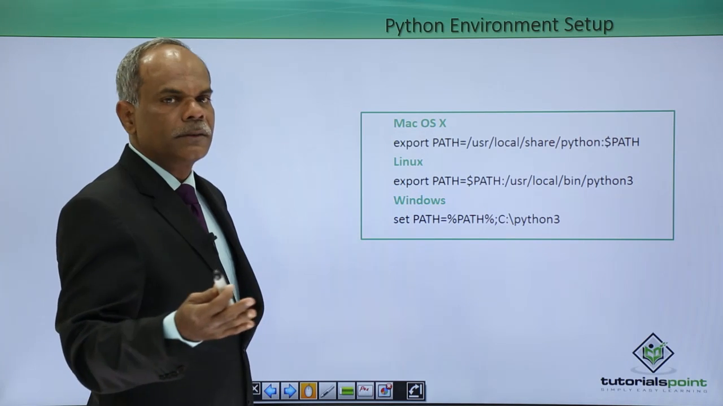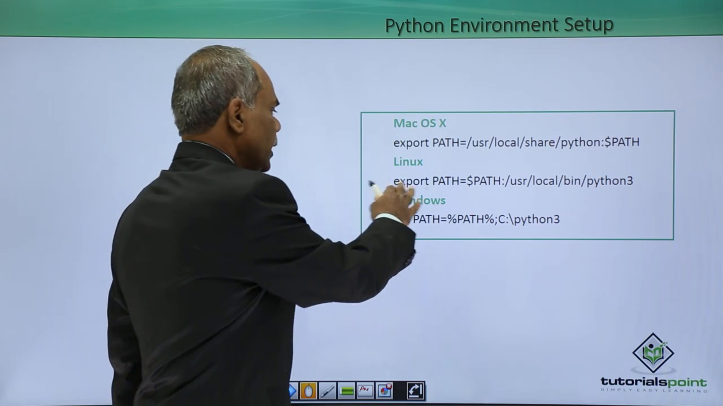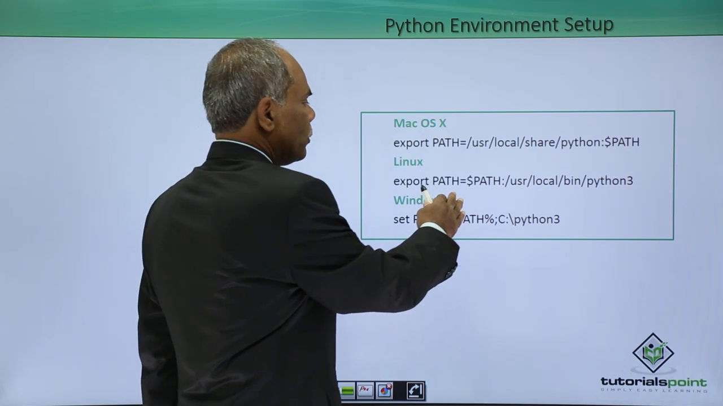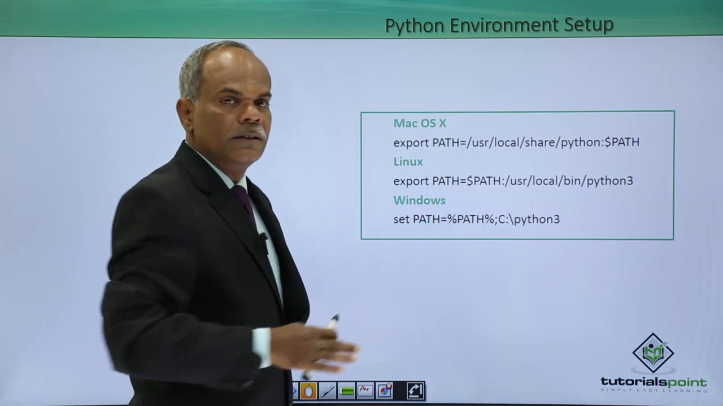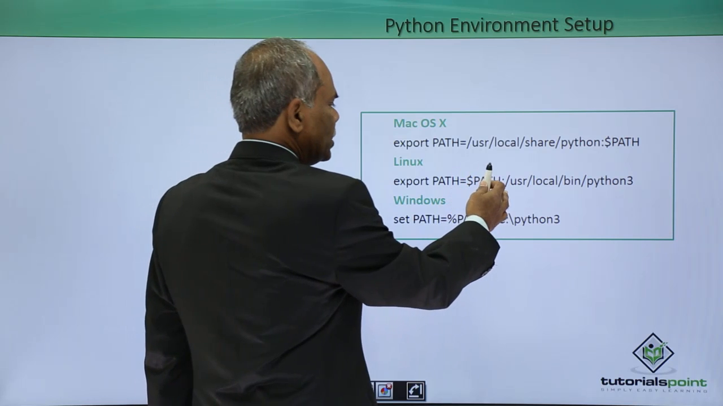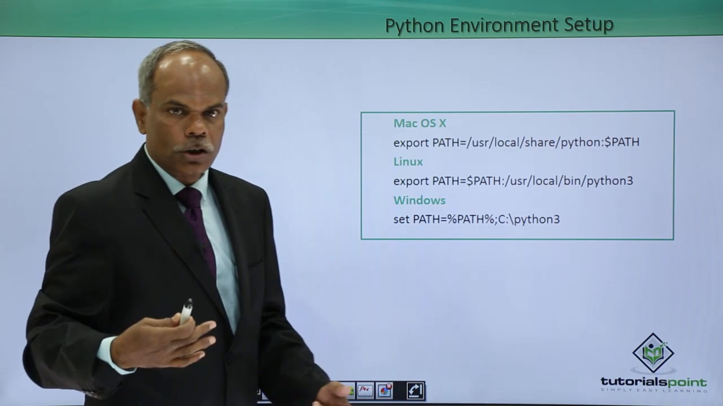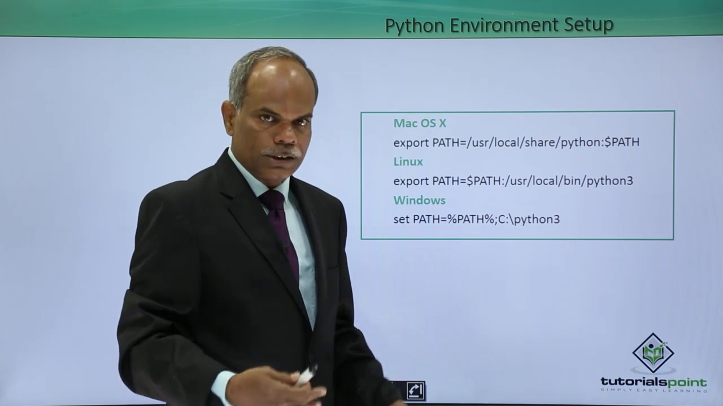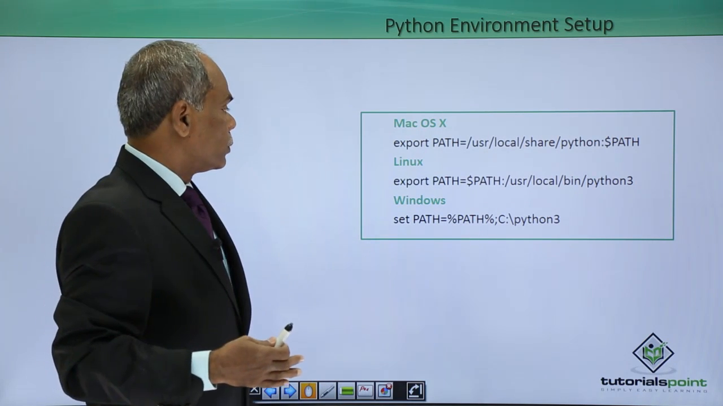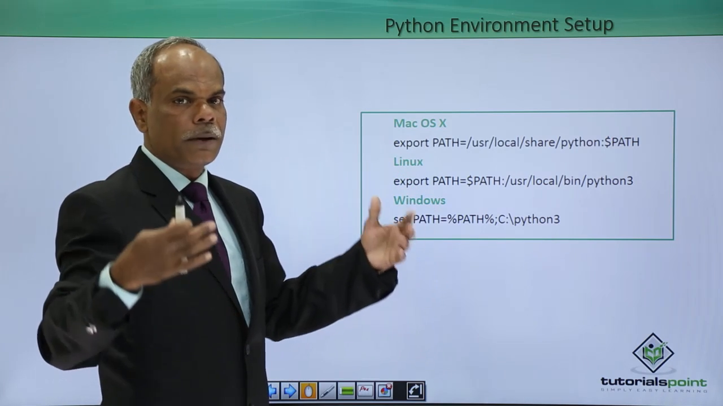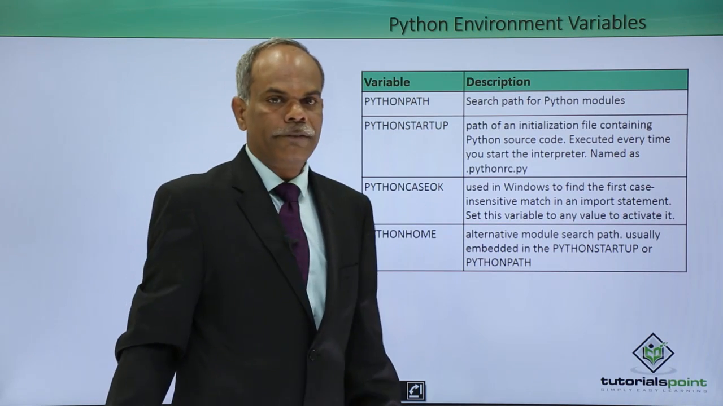More or less the same thing has to be done a bit manually in Linux as well as Mac OS X using the export command. Export PATH equal to the earlier path, attach the path containing Python's installation directory by attaching it to /usr/local/bin/python3. This is the directory in which Python is installed by default when you install it on a Linux machine. Similarly, a similar command is there for Mac OS also. So after this path is properly set, the next thing is to set up some environment variables.